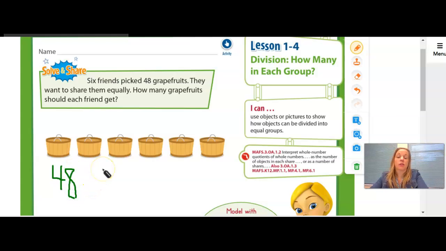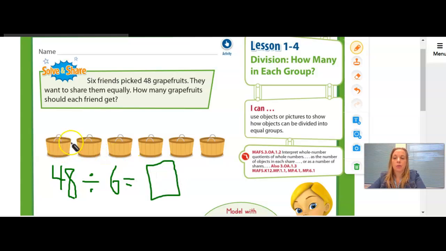My very first number is 48. And I'm going to divide that by 6 friends. So I'm going to take 48 grapefruits and keep passing them out to my 6 friends until all the grapefruits are gone. I'm going to divide it by 6 friends. And then I want to know how many grapefruits each friend would have when I am done. So I'm just going to keep putting grapefruits in the baskets until they are all done, and then I want to know how many grapefruits are in the basket at the end.